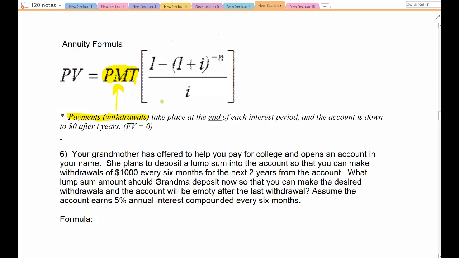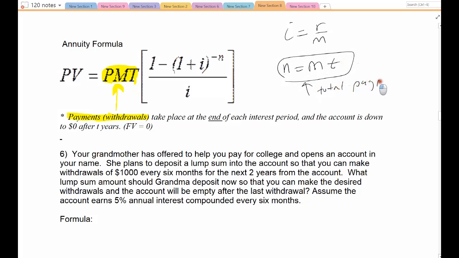And then the rest of it has to do with how the money works. Inside the formula, it has to do with your I, which is your interest rate over your compounding period. N still represents payments. It's your compounding period times time. This would be your total withdrawals or payments, the total payments you make back to the bank or the total number of withdrawals paid out of your pension. Those are the same thing.